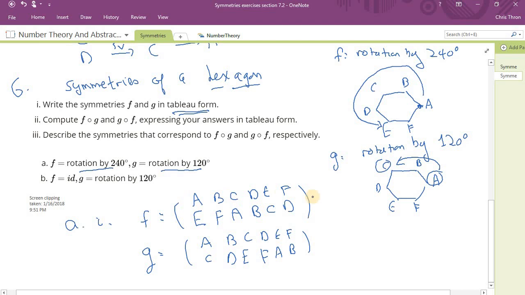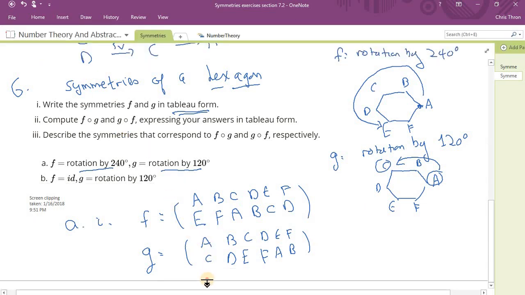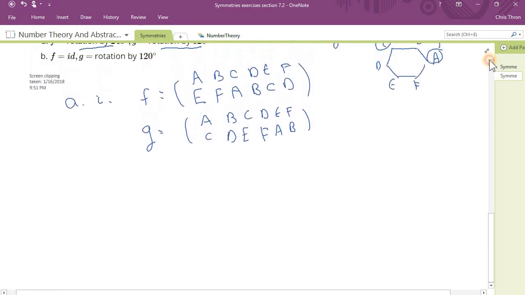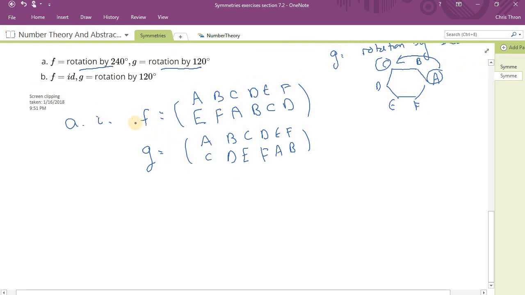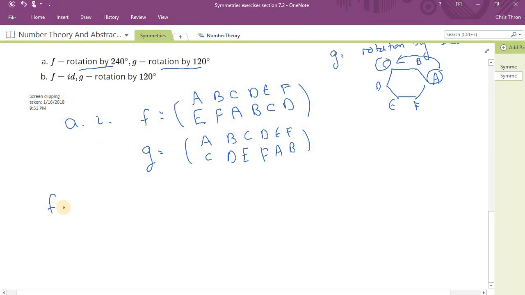All right, now, number 2. Compute F composed G and G composed F. So let me go ahead and insert some space here. All right, so I got some space. All right, so let's do F composed G. Well, I'm going to do G compose F first, just because I want to do things backwards. So I'm going to do G compose F. That means you do F first, then G.